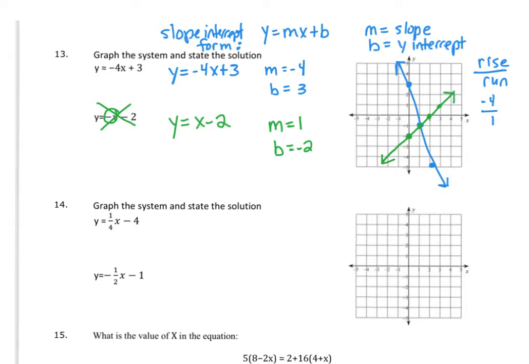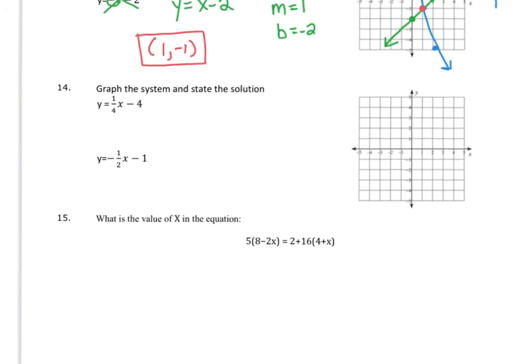Okay, so if you take a look at that, the solution to that system is this point right here. So my solution is positive 1, negative 1. That's my x and y value. Okay, so that covers number 13. Let's move on to number 14.